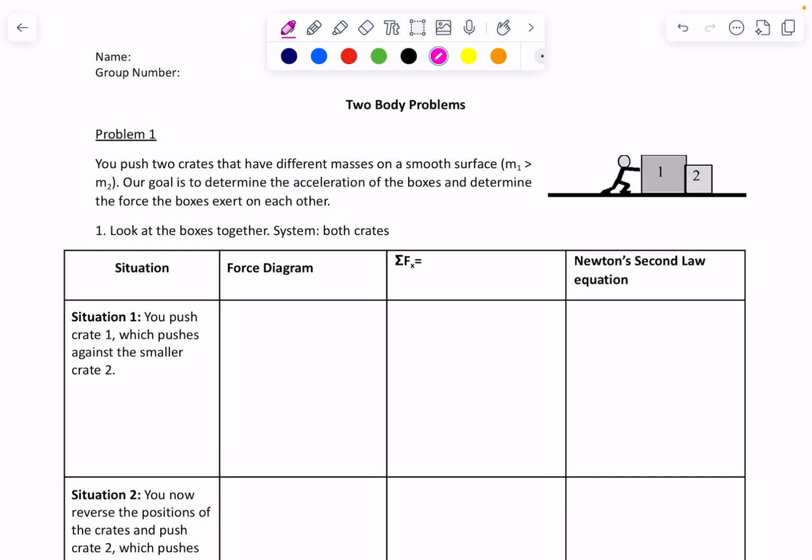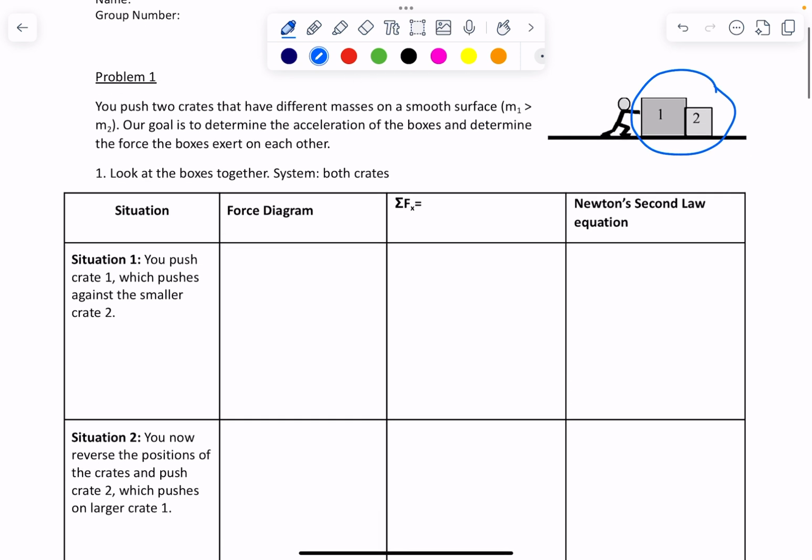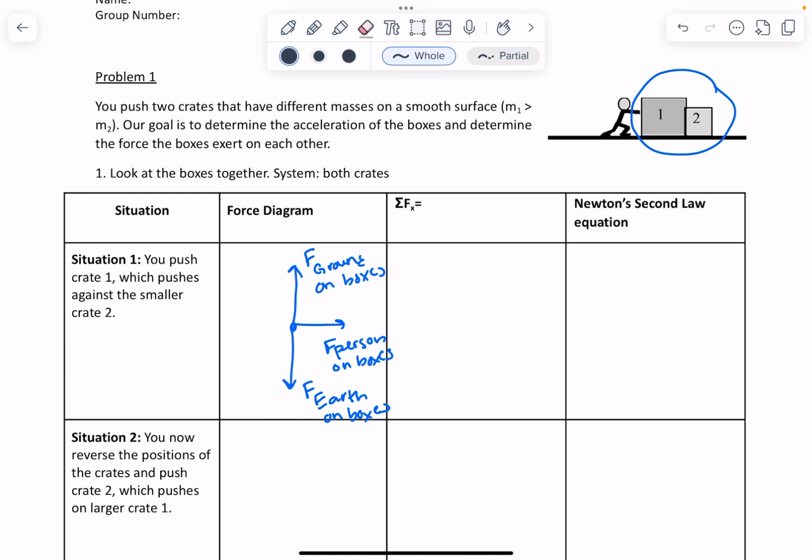So we're going to look at the boxes together first. So our system is both the crates. And we're going to start out with a force diagram for just what's drawn in this picture. You push crate 1, which pushes against smaller crate 2. So we have the force the earth exerts on the boxes, and of course the normal force the ground exerts on the boxes. And then we have the force of the person on the boxes. And in this case, we're going to ignore friction because it says a smooth surface.